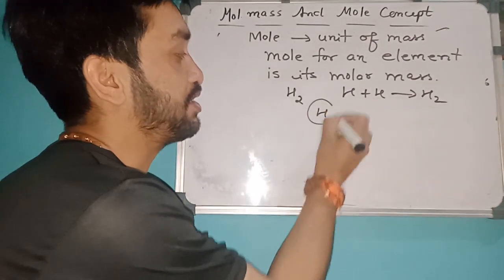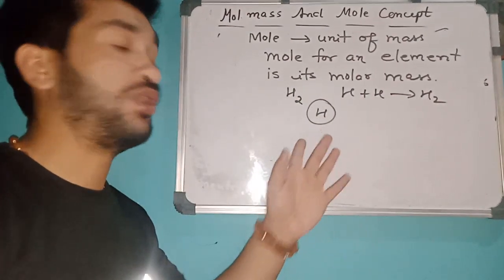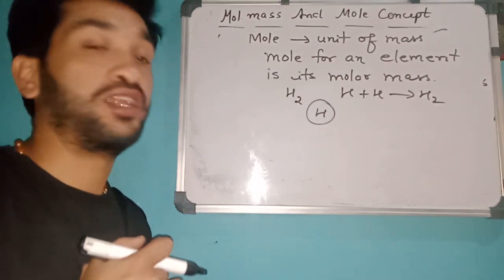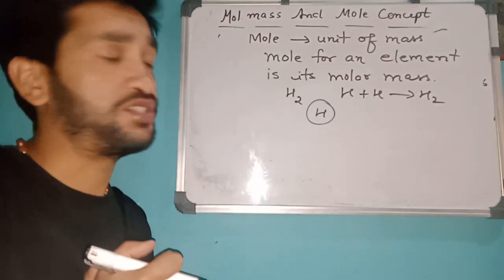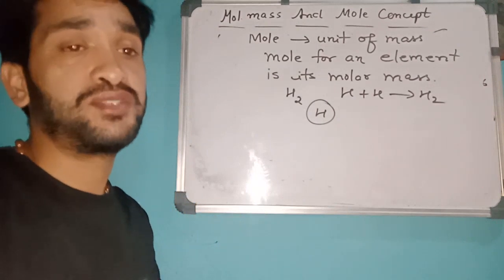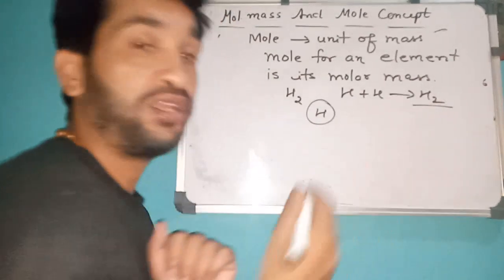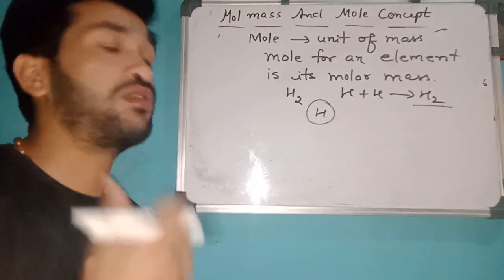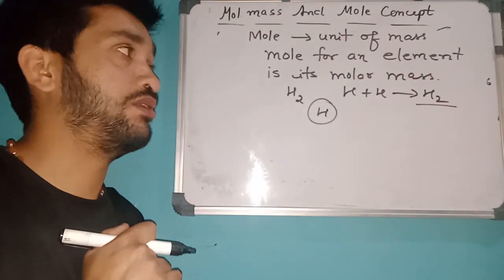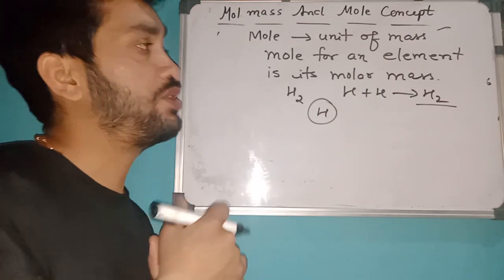H as a single atom is not stable, so I cannot take the mole as the answer that I will get for H. Why? Because H is not stable. To make itself stable, it combines with another atom of hydrogen and becomes a hydrogen molecule. And you know from the smaller classes that molecules are stable. So hydrogen is stable.